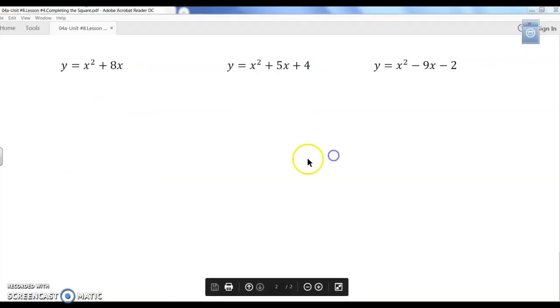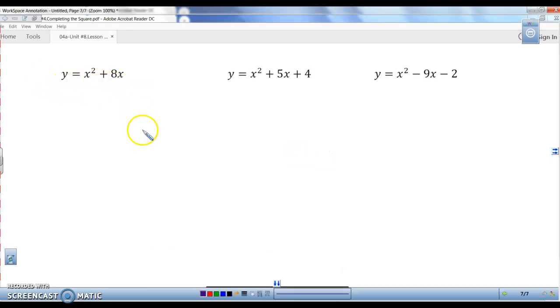Okay, here we are. y equals x squared plus 8x. Let's follow the process. Our first step is to move the c term. There is no c term, so we can skip that step. Now our next step is to take half of the b term and square it. Which one's the b term? It would be the 8. What's half of 8? It's 4. And then we want to square it.